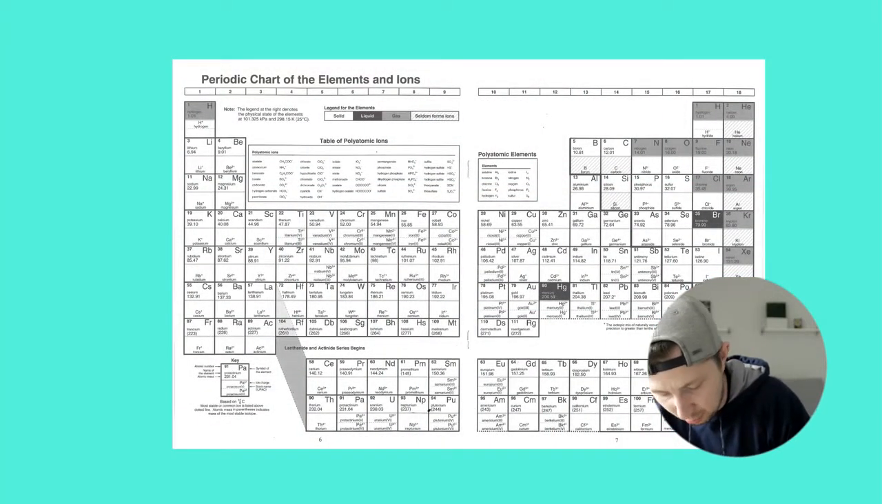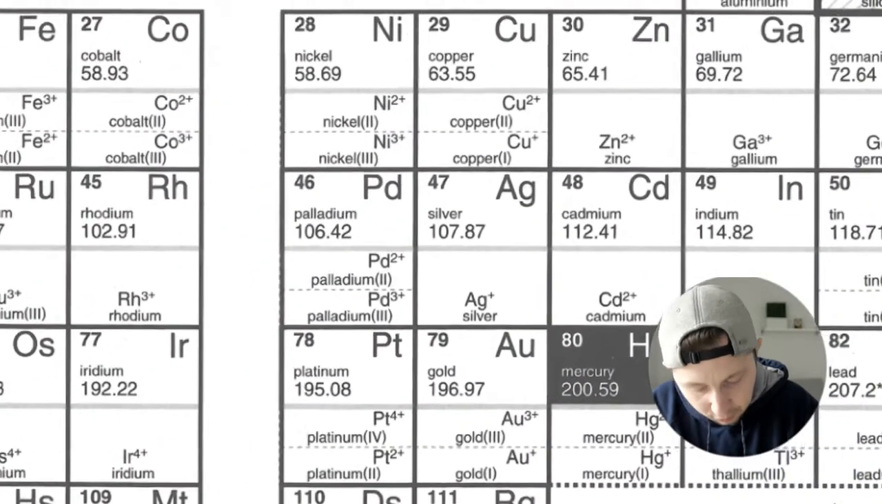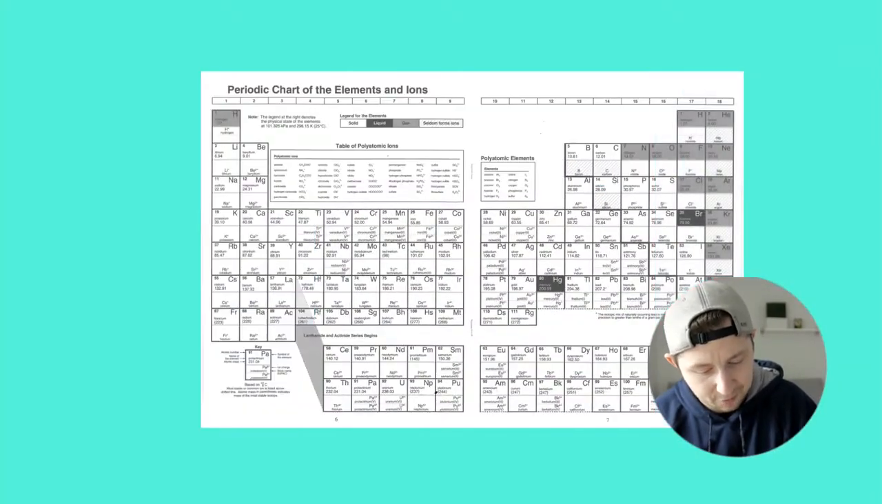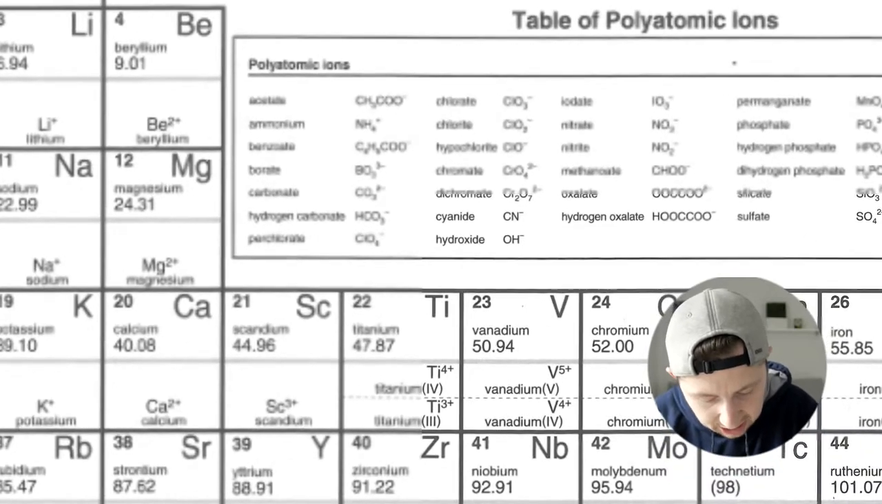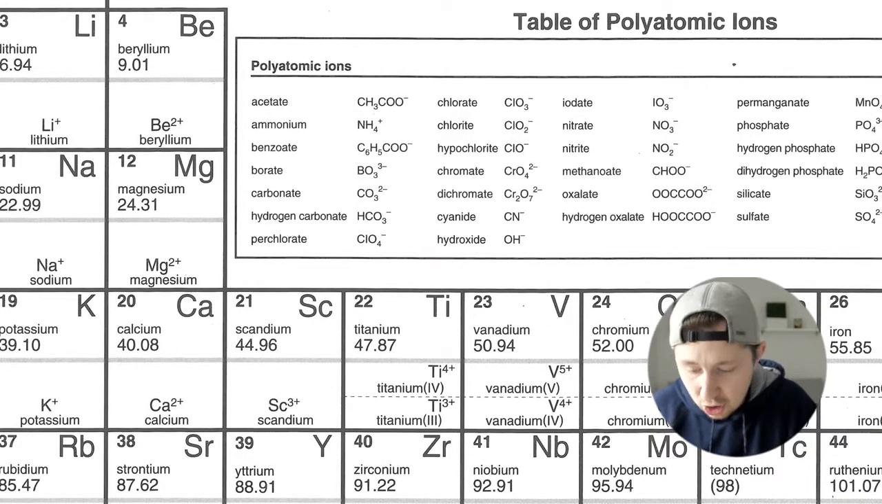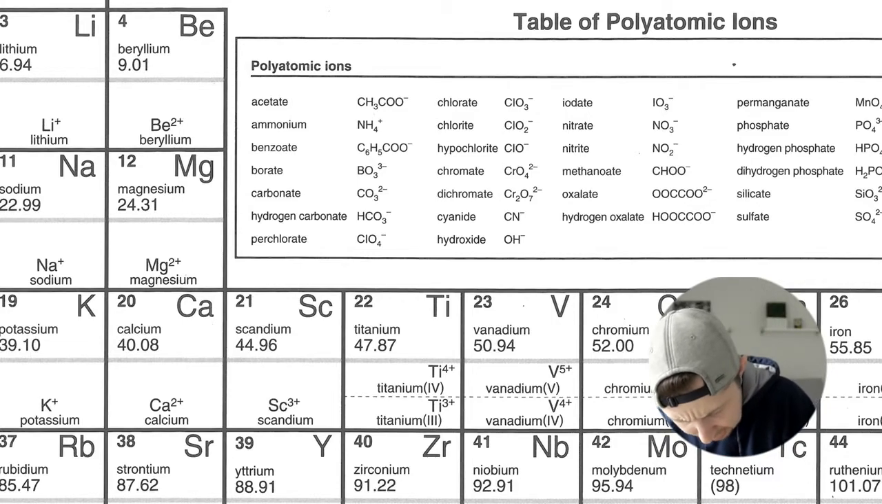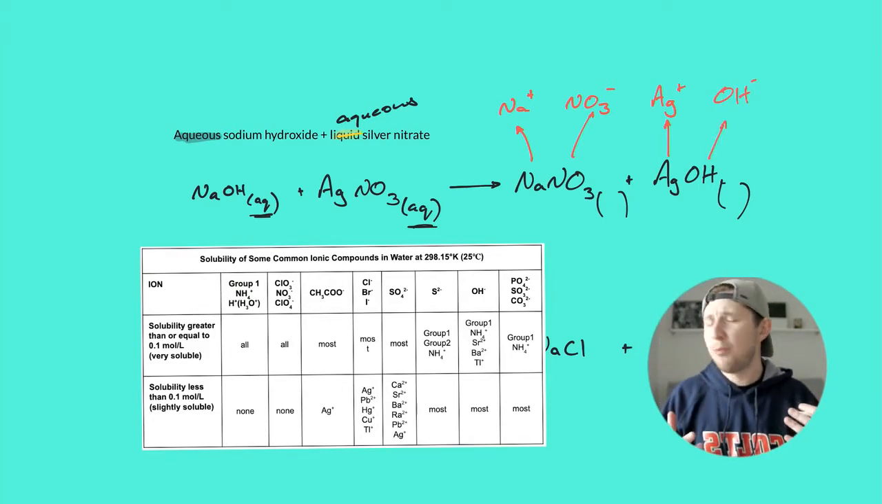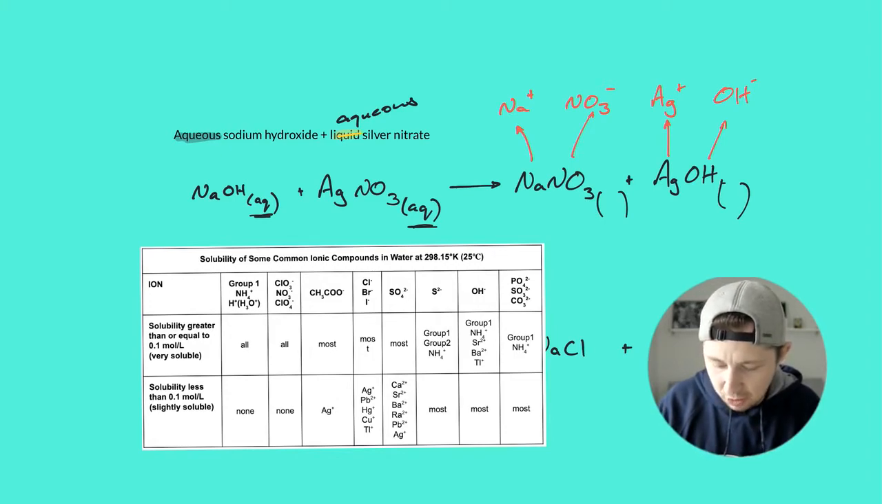And you can find that by going to your periodic table. So let's do that quick. Okay, here's silver here. We see that silver is a +1 charge. Okay, so that's where we're getting that information from. Hydroxide here is a 1- charge. All right, so let's go back to our problem here. And so we've got OH minus. Now, what we need to do is find these things on our solubility table.